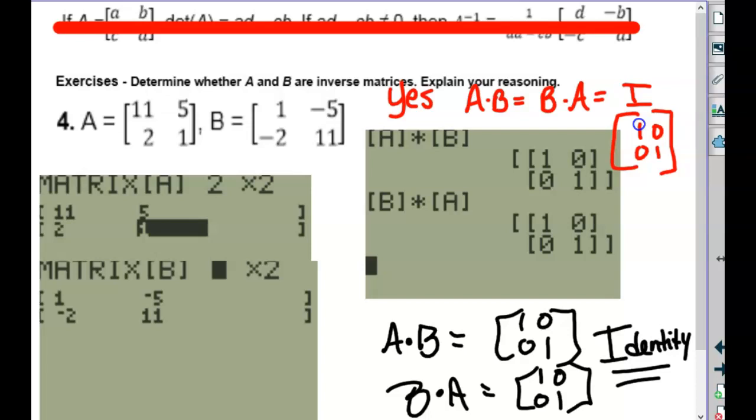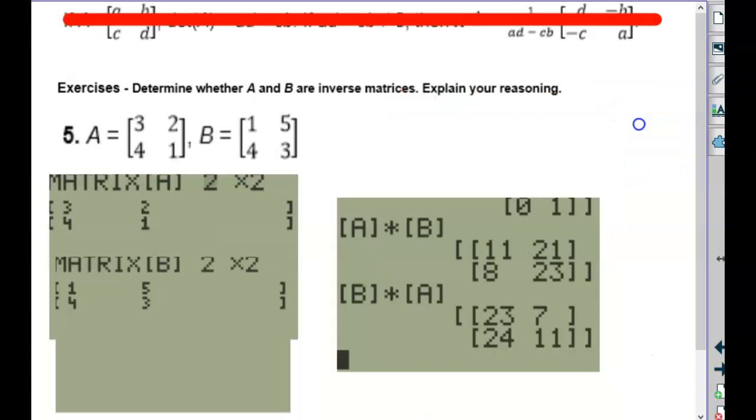So if you had a homework question that says, are these inverses? You could multiply them and see if you get the identity matrix, okay? I don't know if I even assigned one of those, but it's just a basic calculator typing question.